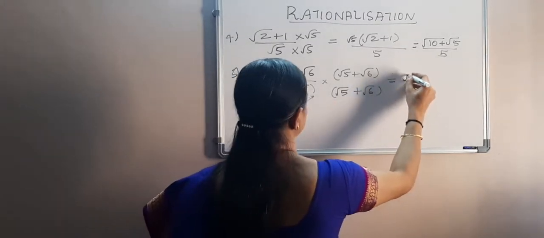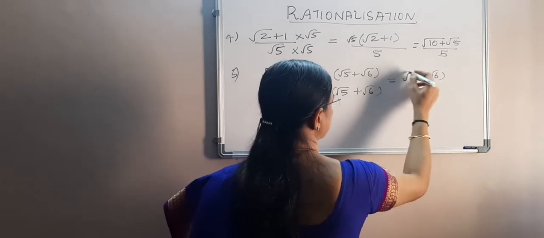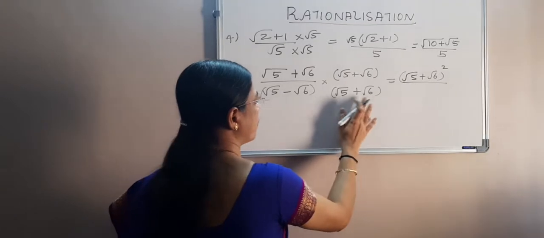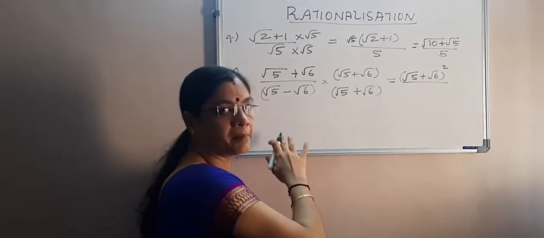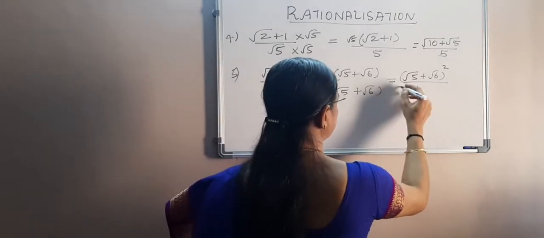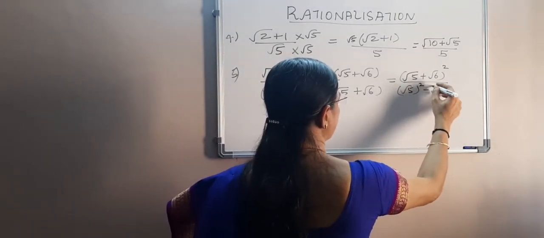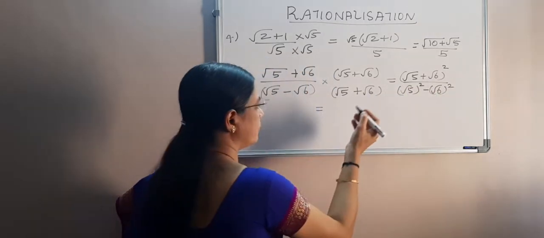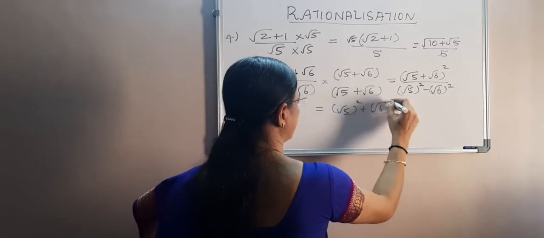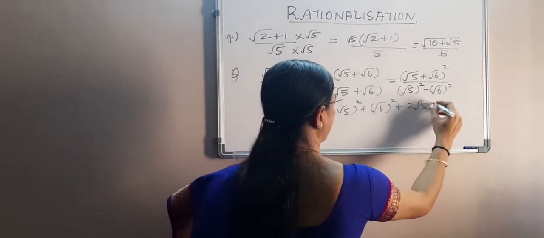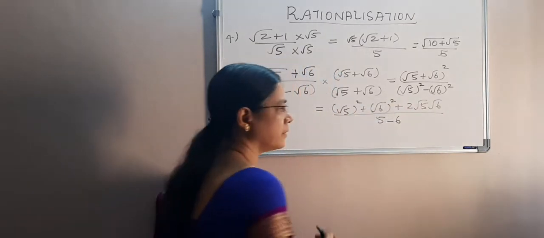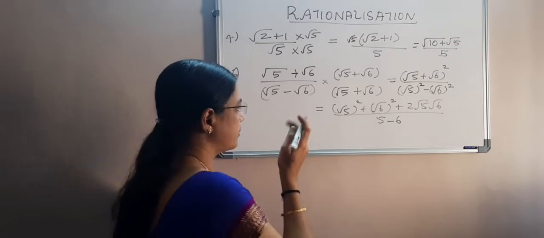Now your expression will become root 5 plus root 6 the whole square divided by what is in the denominator. It is of the form a plus b and a minus b. A plus b into a minus b will give you a squared minus b squared. So root 5 the whole square minus root 6 the whole square. Now expand the numerator. It becomes root 5 squared plus root 6 squared plus 2 times root 5 into root 6, divided by the denominator, which becomes 5 minus 6. Isn't it? Root 5 squared minus root 6 squared is 5 minus 6.